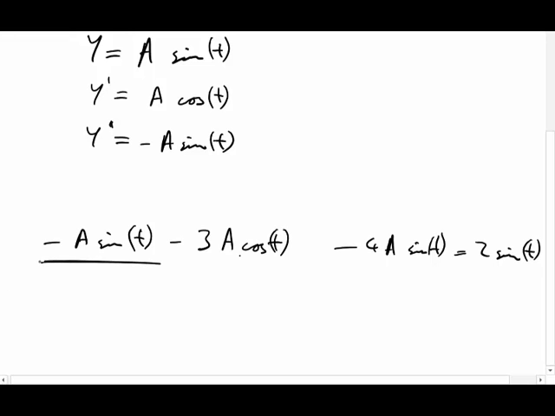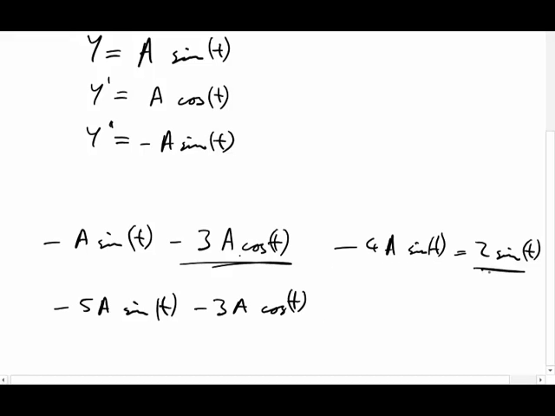So I've got minus a sine t minus 4a sine t. This is going to become minus 5a sine t. Then I've got a minus 3a cos t left over, so minus 3a cos t, okay? That's equal to my right-hand side, 2 sine t.